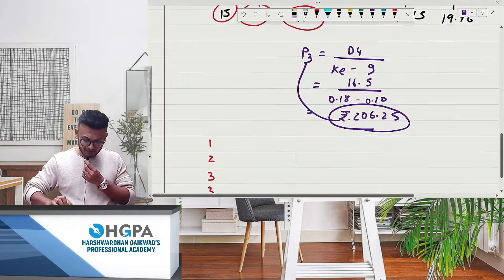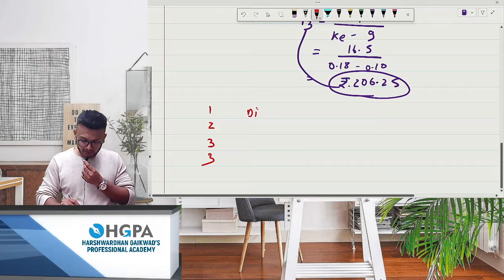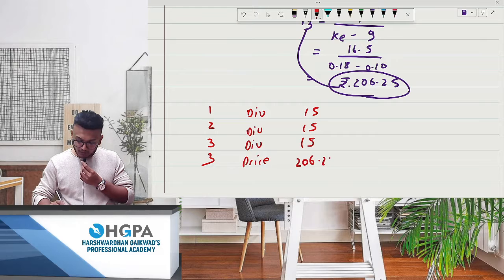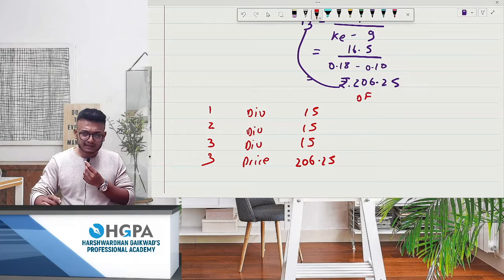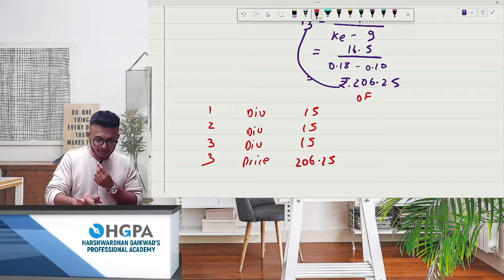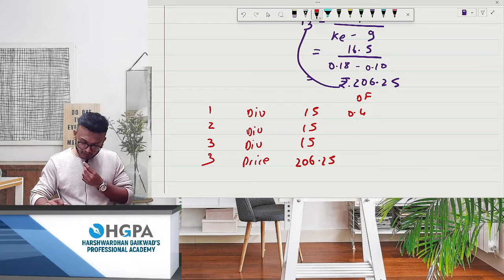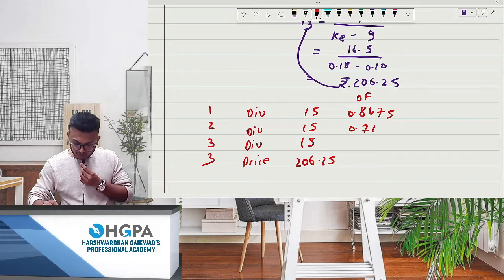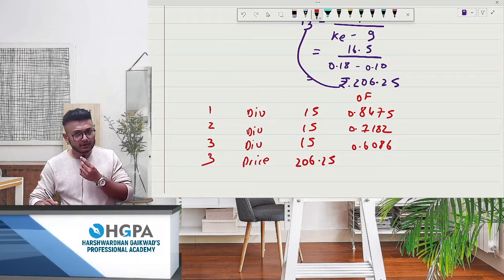So what I'll write here is, see how much is the dividend? Dividend, and this is the price at the end. How much was dividend? 15, and this is 206.25. Can I write a discounting factor? Yes, absolutely. Same as your NPV table. So 1 divided by 1.18. How much is this? 0.8475. Then 0.7182. Then 0.6086. Same discounting factor for the third year.